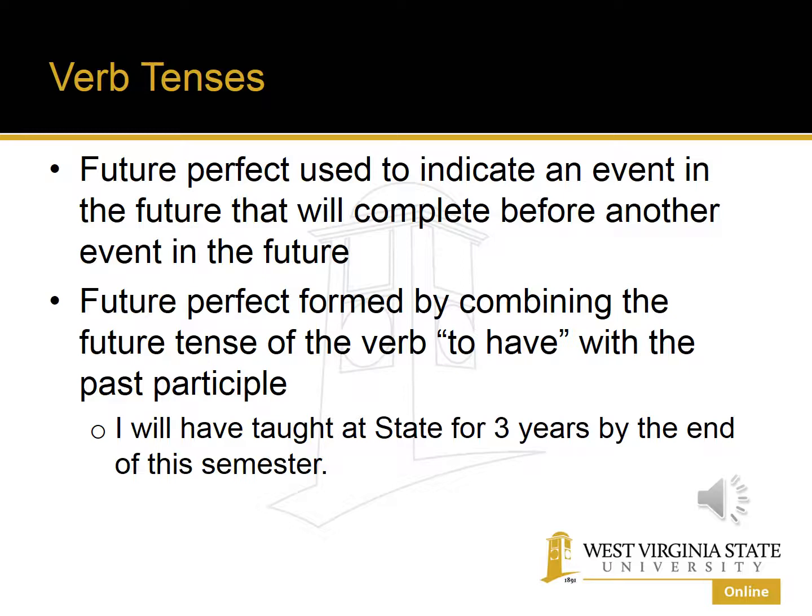That is something that has not yet happened. It's going to be in the future. I will reach that milestone in a couple of months. But then at the end of the semester, that's even further into the future. So that's when you would use the future perfect tense.